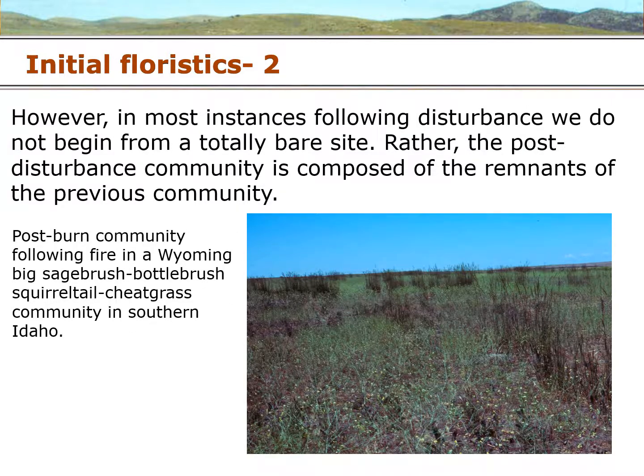However, in most instances following disturbance, we know that we do not begin from a totally bare site. Rather, the post-disturbance community is composed of remnants of the previous community. So here we're looking at the Wyoming big sagebrush, bottlebrush squirreltail site, and following the disturbance, we can see that we still have grasses, such as basin wild rye, bottlebrush squirreltail, and in this case also the introduced cheatgrass and tumble mustard.